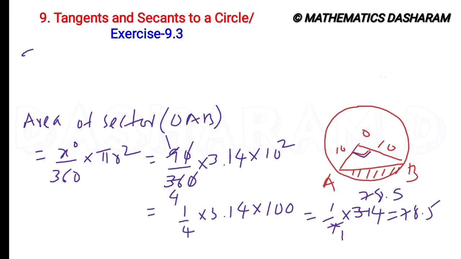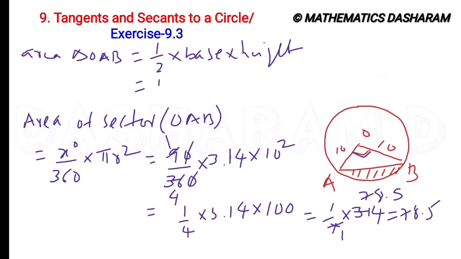Now find the area of triangle OAB. The area of a triangle OAB, formula 1 by 2 into base into height. So it is equal to 1 by 2 into base. See here, we can find the area of the triangle directly because it is a right angle triangle. Here it gave 90 degrees, so that is why the base is the radius of the circle, and the height is also a radius of the circle.